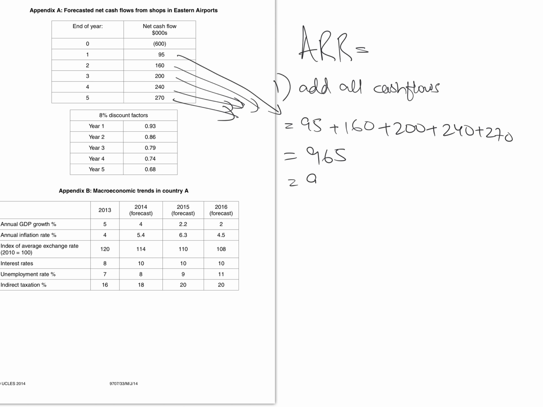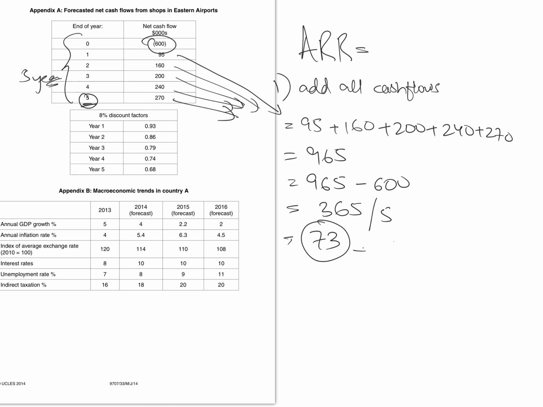Now once you have this, you have to subtract the original investment, which is 600, and then you'll get 365 remaining. Now the number of years that you have to find out is 5, you can see this is 5 years. So in this 5 years, you just have to divide this by 5. So 365 divided by 5 will give you 73.